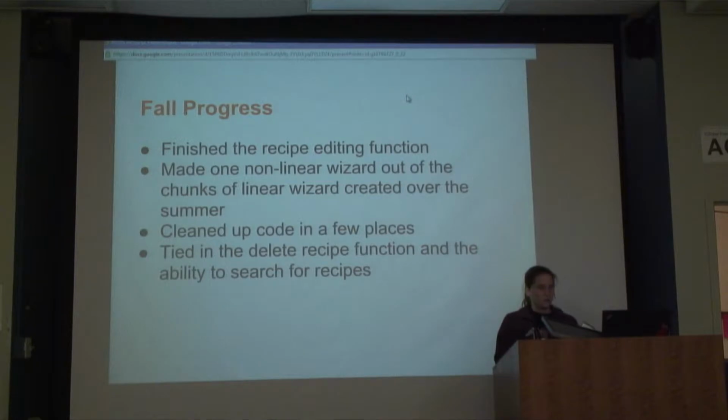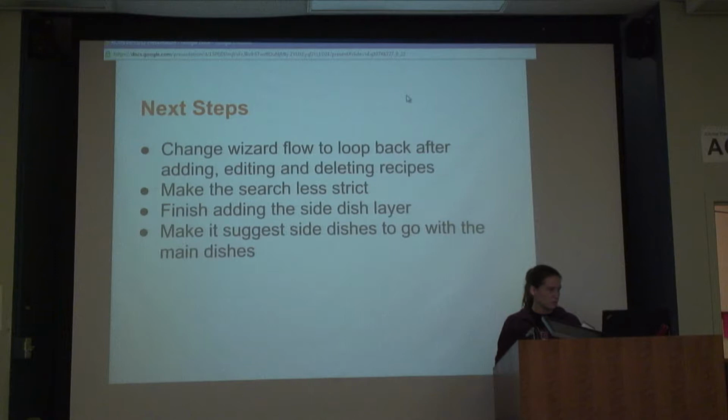Then in the past couple of weeks, I've gotten the wizard to be nonlinear so that you can go on all the different paths to get to everywhere. And I tied in all the rest of the functions. Right now, when you finish adding a recipe or editing something, it doesn't let you go back to the front and keep doing other tasks. So I need to change that.